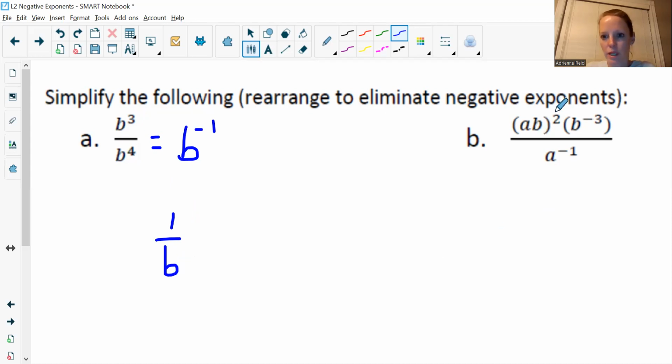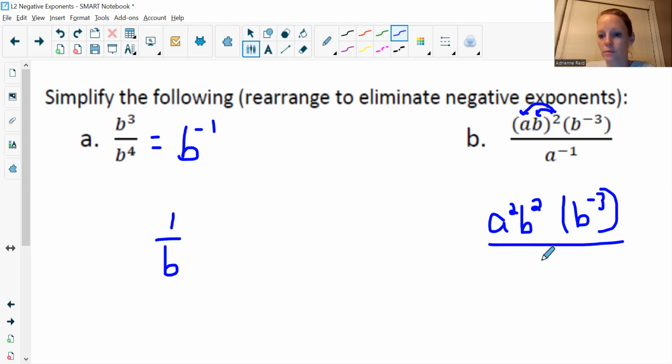This one maybe looks a little tricky. So this one, we've got an exponent and a rational base. This is the distribution rule. So I'm going to first distribute it, and then we'll worry about the other rules that we have to apply. So I'm going to end up with a squared, b squared. All I did was distribute the square onto both things. I still have this b to the power of -3, which I haven't done anything with. And in the denominator, I have a to the power of -1.